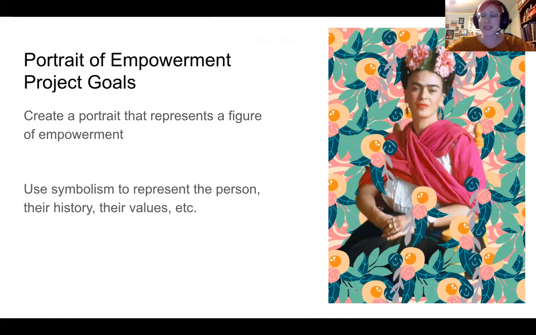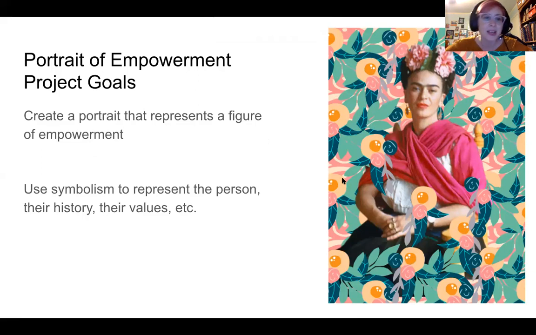Alrighty, so what you see here is an example of the finished product in which I've created a portrait of Frida Kahlo, an artist I admire. And I've created a background using symbols that represent her, like the third eye symbol that she uses in her work. You can kind of see the eyes in the background, as well as some flowers that represent Mexico, where she is from.